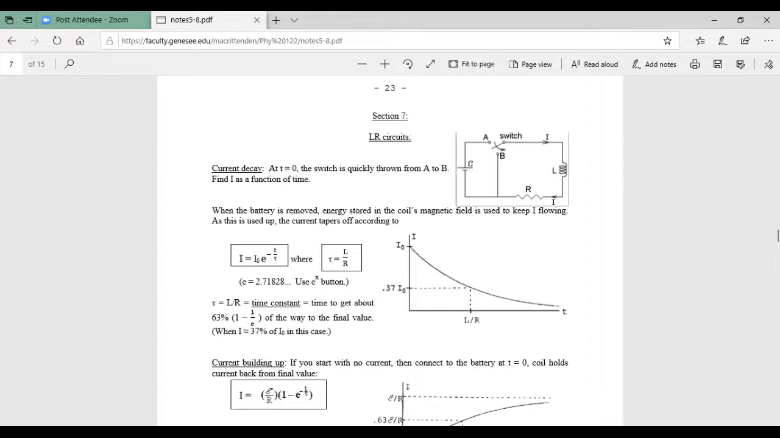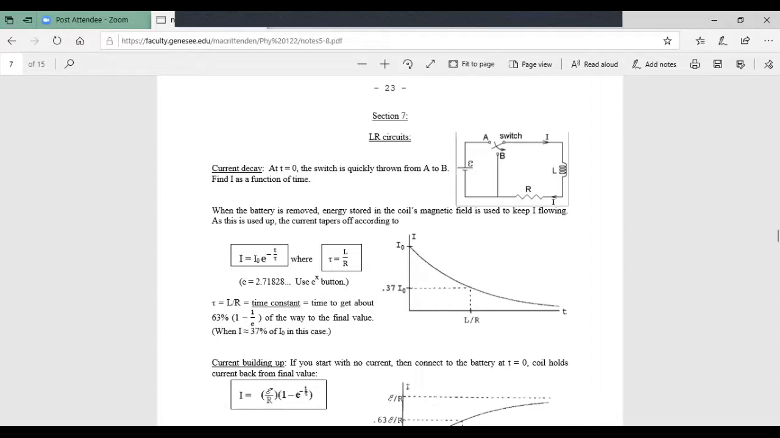So, 63% of the way to the final value. In other words, I said 37% here. 37% left is the same thing as saying 63% of the way down. Still got 37% of the way to go. 63% of it has already gone away, whichever way you want to look at it. So that would be the amount of time when the current is approximately 37% of the original current.